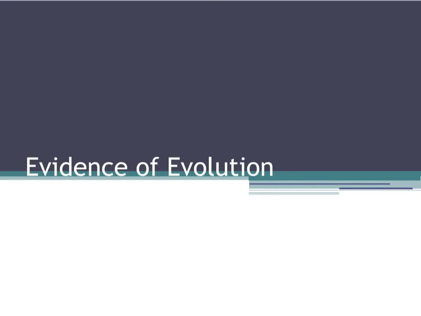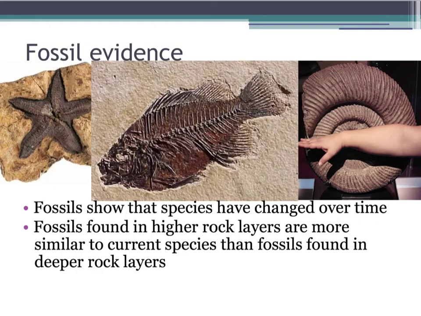So evidence of evolution up next. Now, fossil evidence. We've got fossil evidence of evolution. You can see these, we've got a starfish, fish bones, and this we can see. Now, if the fossils are found in a higher rock layer, they're going to be more similar to species that are here now than ones found in deeper rock layers.